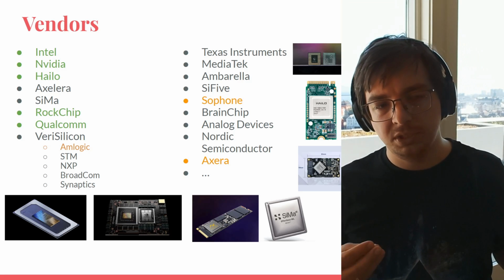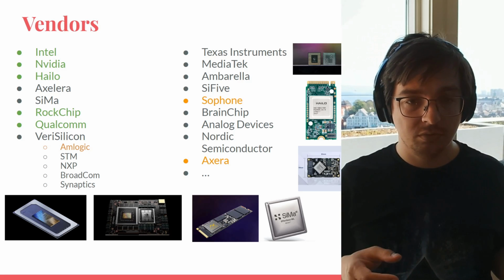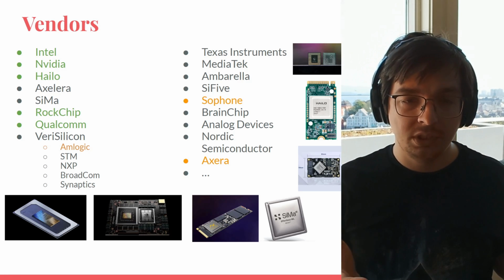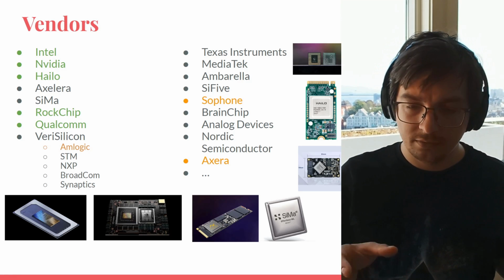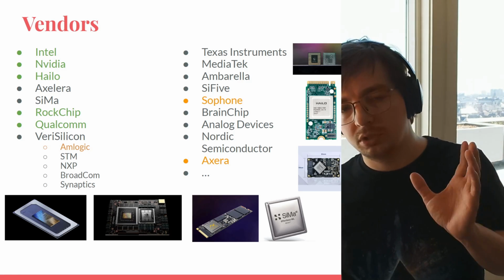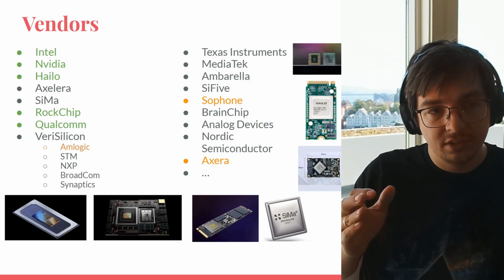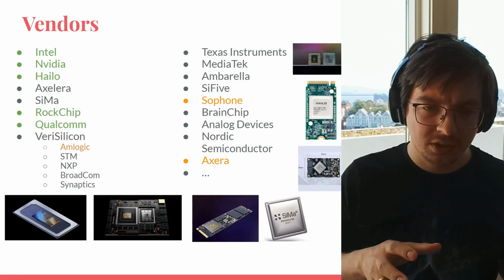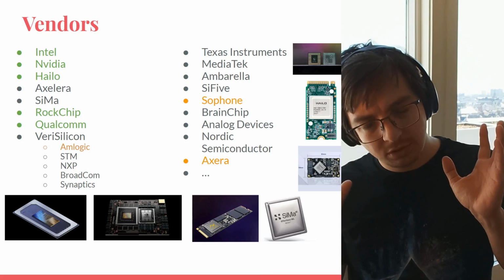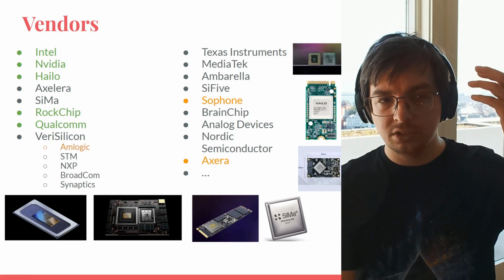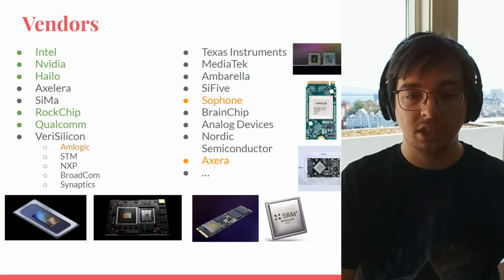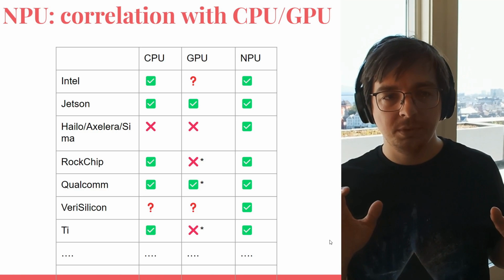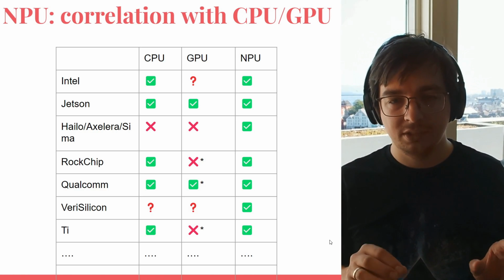With orange color, I marked chips that I tested on my channel, so there is a lot of info on my channel about them. But of course, there are many more NPU chips, a lot more architectures and stuff like this, and they are all completely different. They require a completely different approach to optimize your neural network. But in general, these are just a few vendors to understand how big and complex this market is nowadays. And of course, NPU doesn't correlate with CPU and GPU.